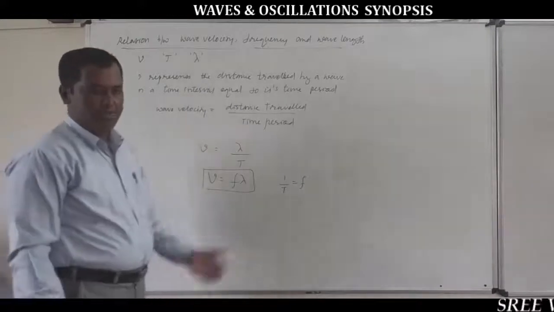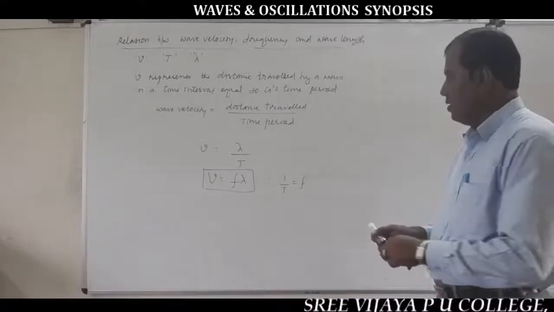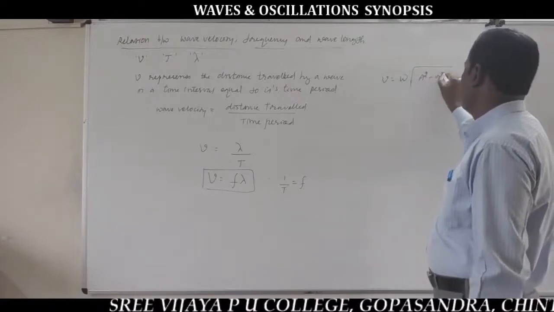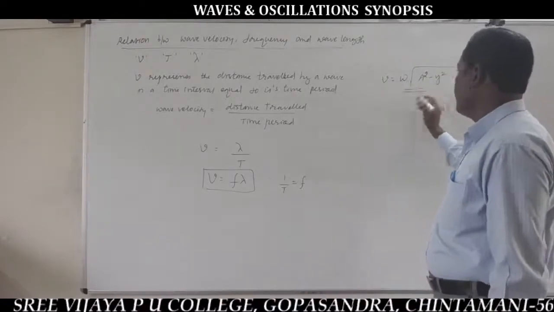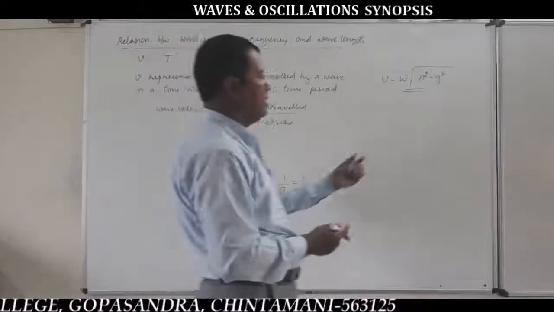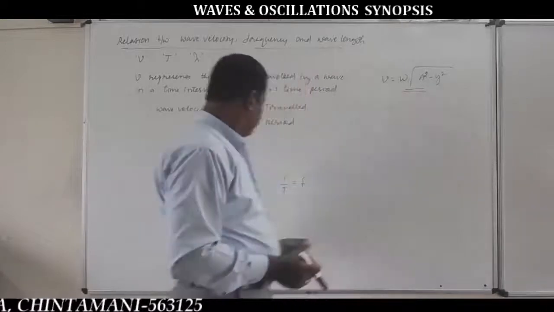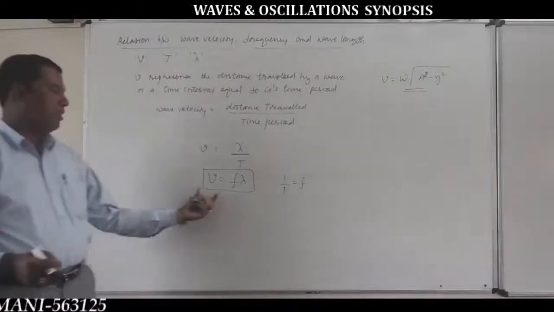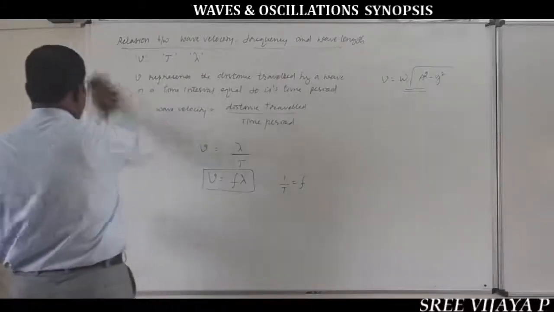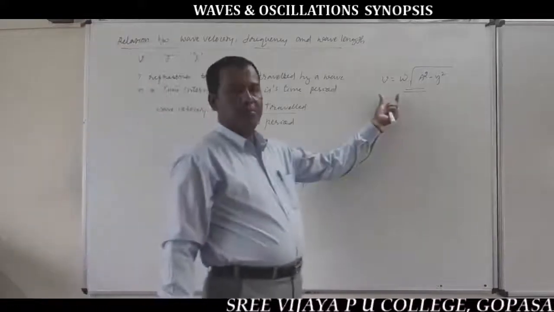In the last class we have seen the particle velocity and particle acceleration in simple harmonic motion. Particle velocity is given by V is equal to omega into square root of a square minus y square. This equation represents the velocity of a particle executing simple harmonic motion. This is called particle velocity, and this is called wave velocity, which is given by V is equal to f lambda. So generally we will be using this equation for solving wave velocity, and this one for solving particle velocity.